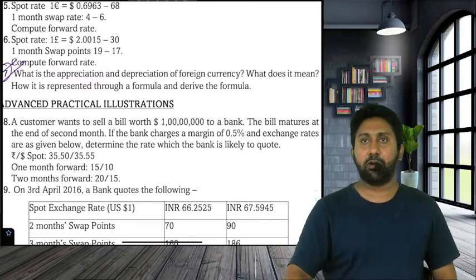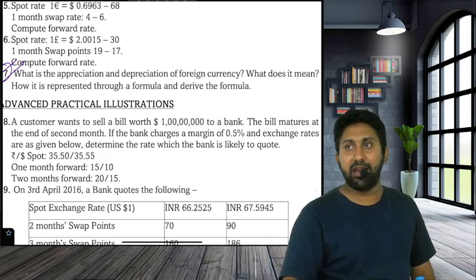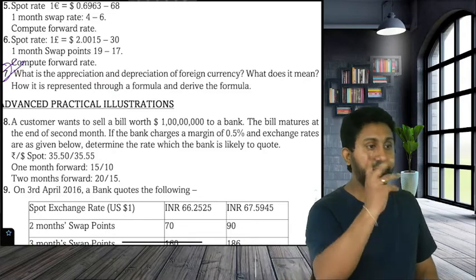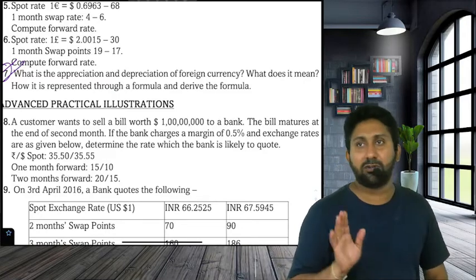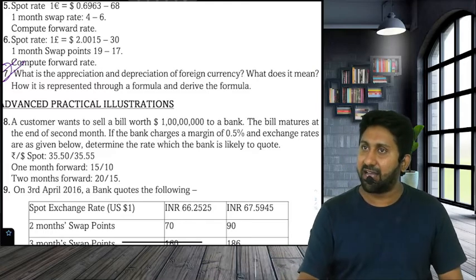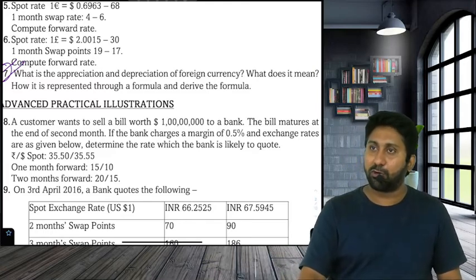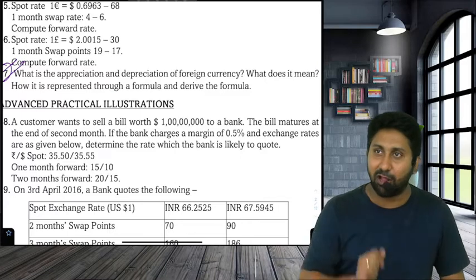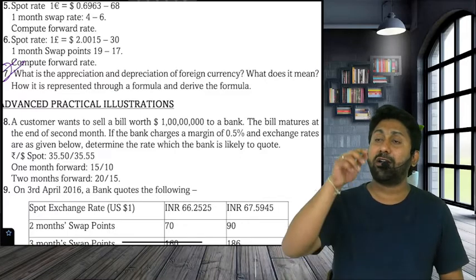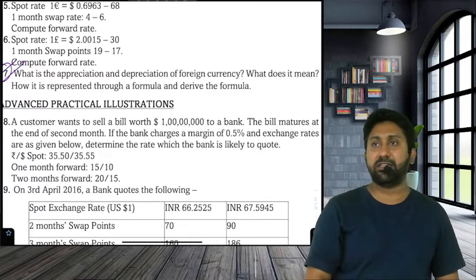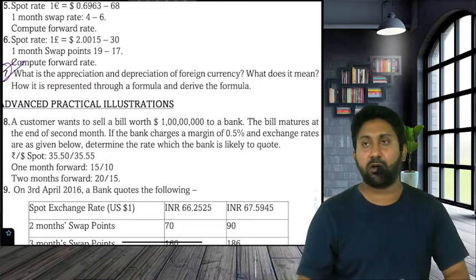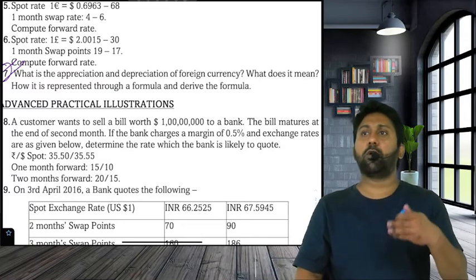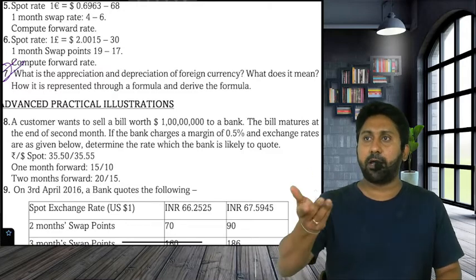Appreciation or depreciation equals (F minus S) divided by S into 12 by N into 100. What is this? It will come as a percentage that we will adjust. I'm not asking about all those things, whether you will apply a percentage, whether it is 1% or 2%. I am asking what is this whole idea of appreciation and depreciation, how it will be useful in forex, how it is useful for solving the problems, that we are going to understand in the next part of the discussion.